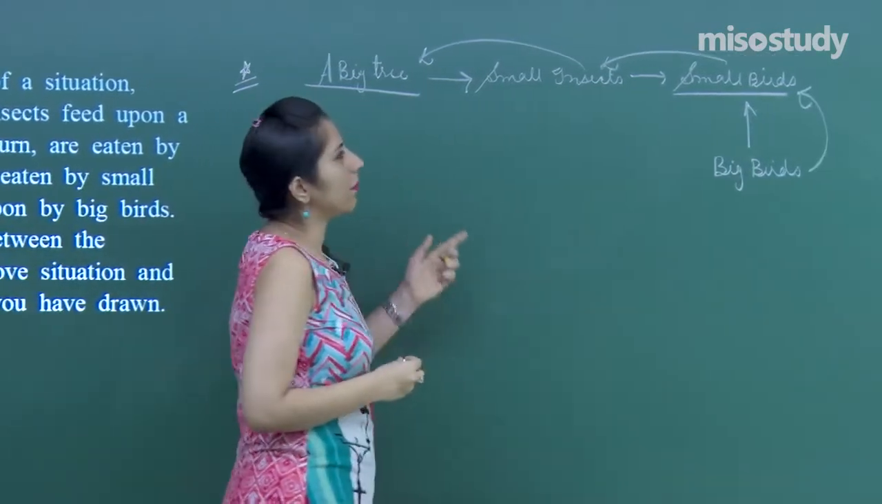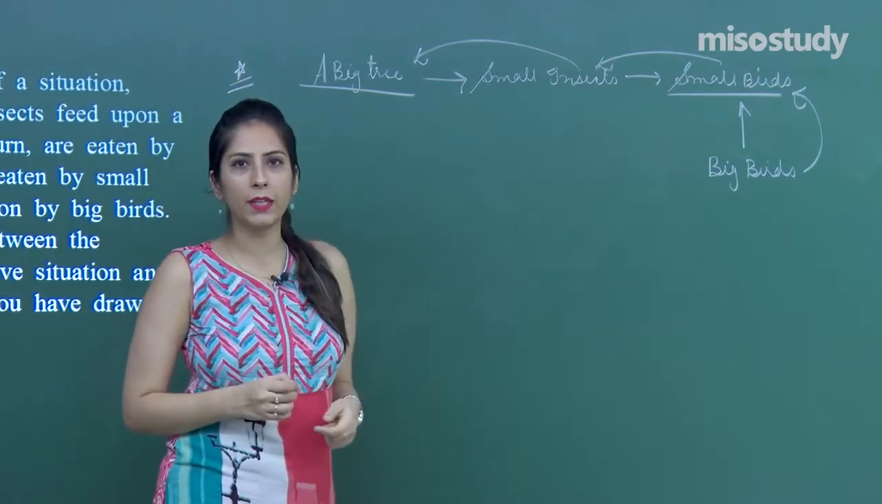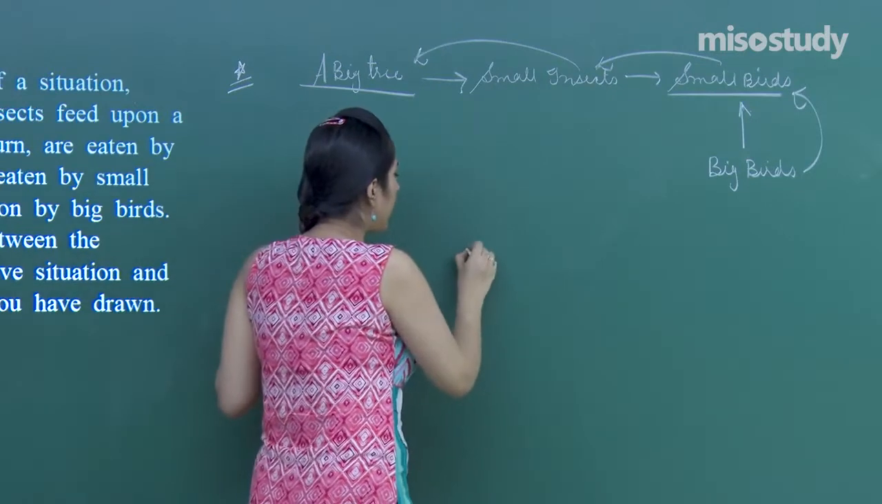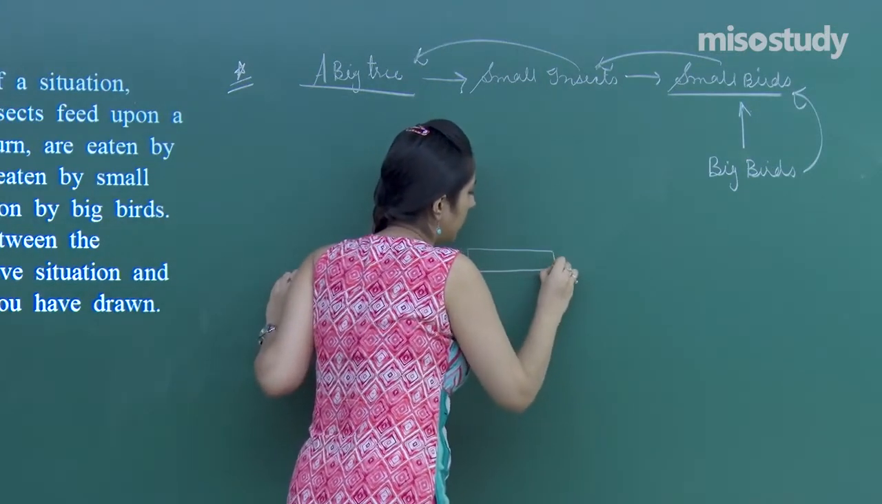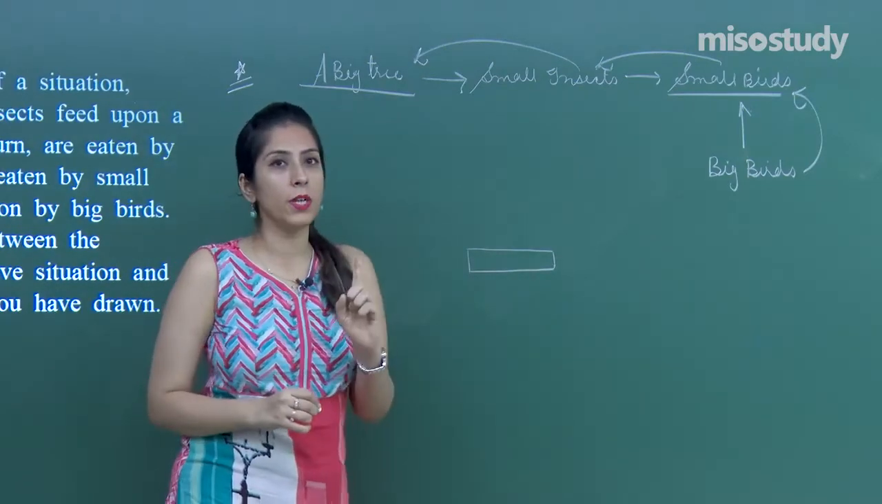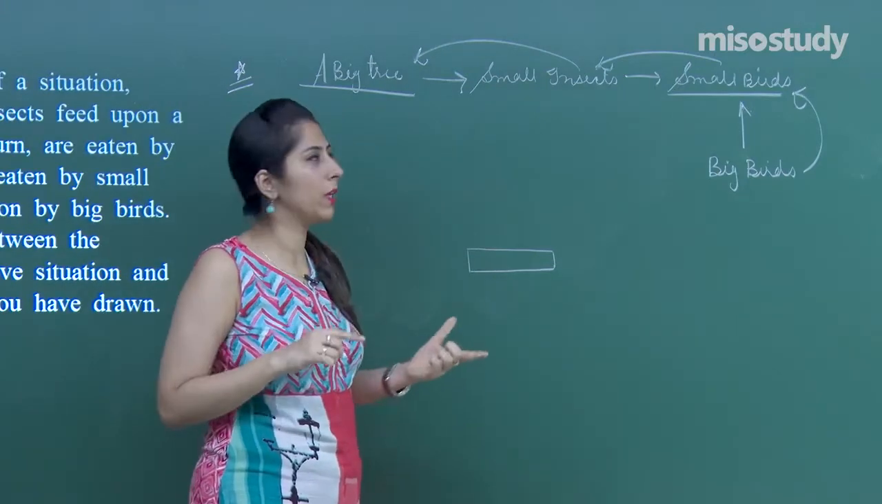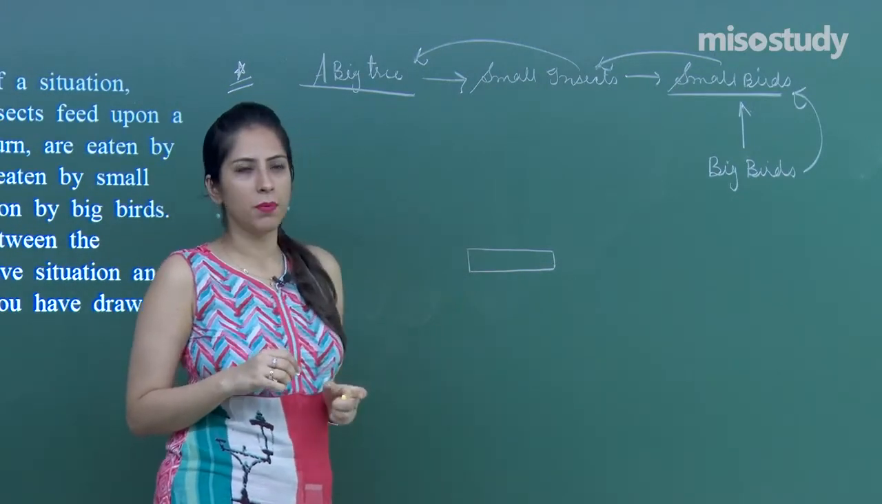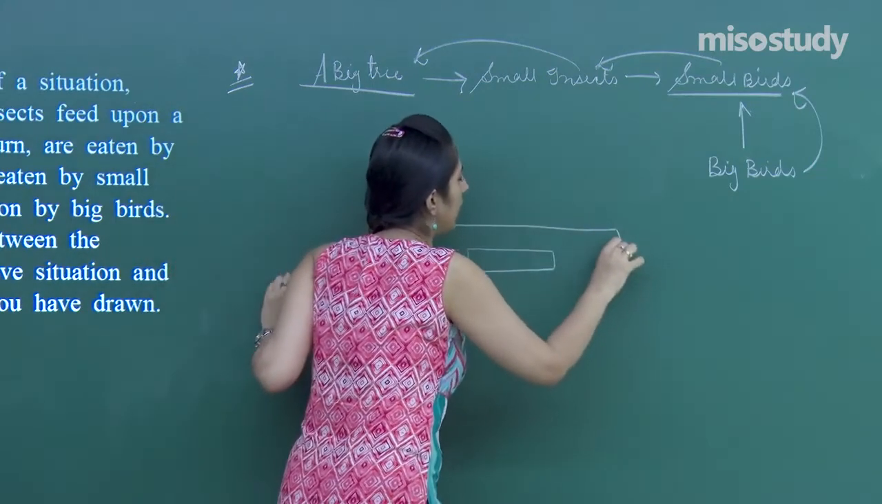So I have to make a pyramid of number for it. I have written over here, a big tree is there. So if I have to draw the first producer, it will be like this. A big tree is present. On a big tree, we are referring to a number. That's why I have made the whole block a smaller one. Small insects are present. Small insects, we know they will be present in a very large amount.